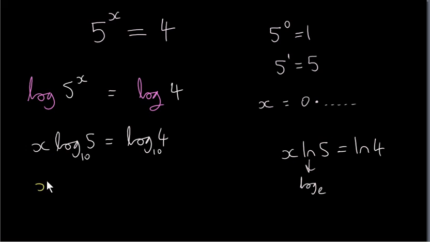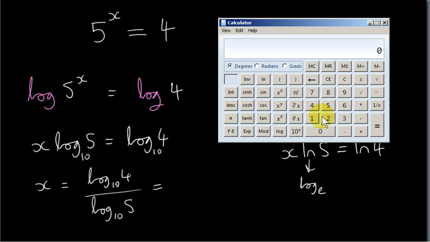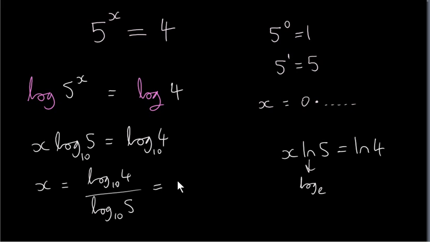So then it's an easy matter to solve for x. We just divide across by log to the base 10 of 5. So we get the log to the base 10 of 4 and divide by log to the base 10 of 5. So to 3 decimal places we get 0.861. If you want to use the ln button, we have x equals ln of 4 divided by ln of 5.